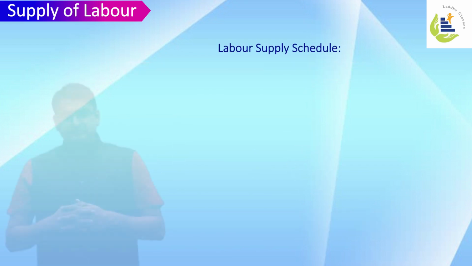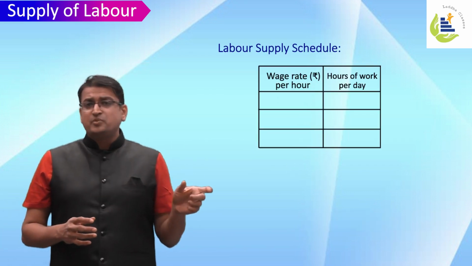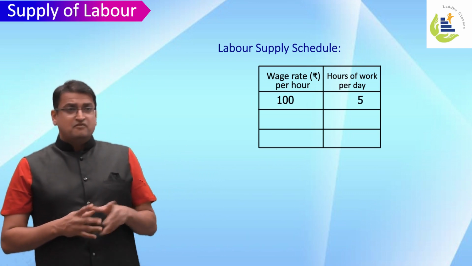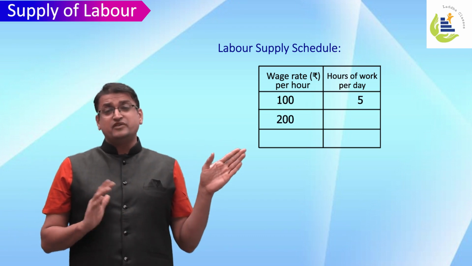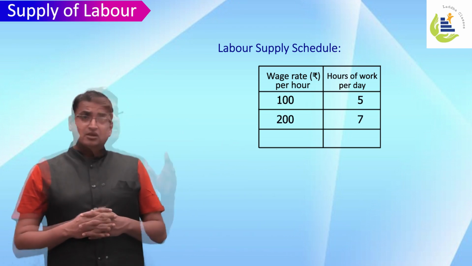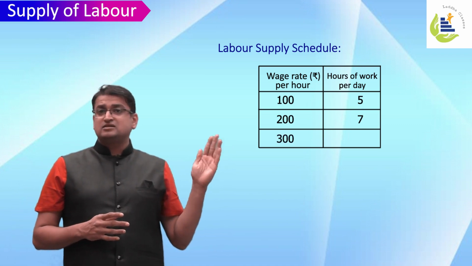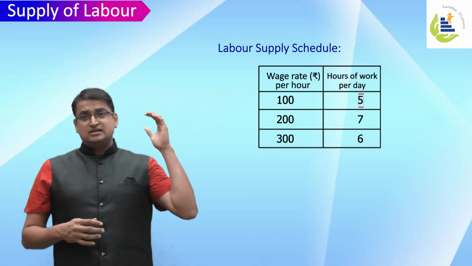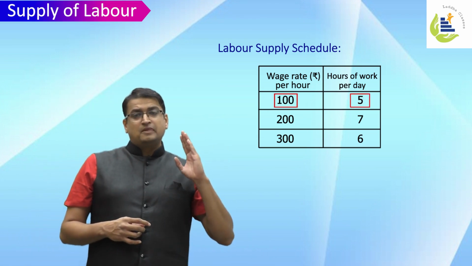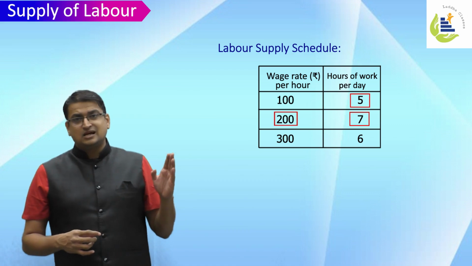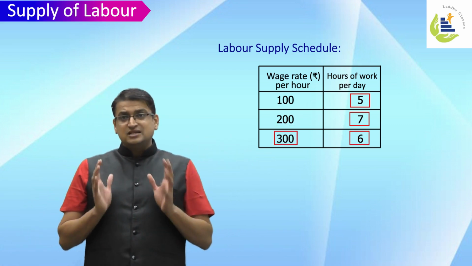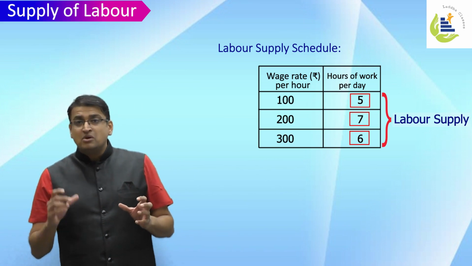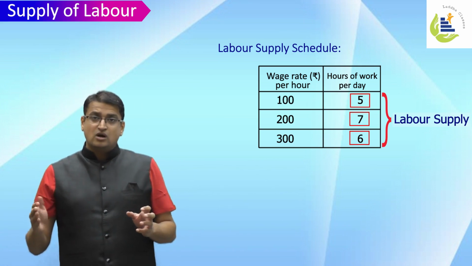I'll give an example. When I'm giving 100 rupees per hour to a laborer, he's ready to work for 5 hours. When I'm giving him 200 rupees per hour as a wage rate, he's ready to work for 7 hours. When I give him 300 rupees per hour, he's ready to work for 6 hours. So those 5 hours for 100 rupees per hour, 7 hours for 200 rupees per hour, 6 hours for 300 rupees per hour, this is called labor supply.